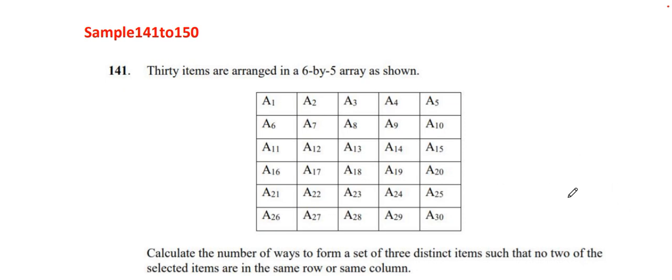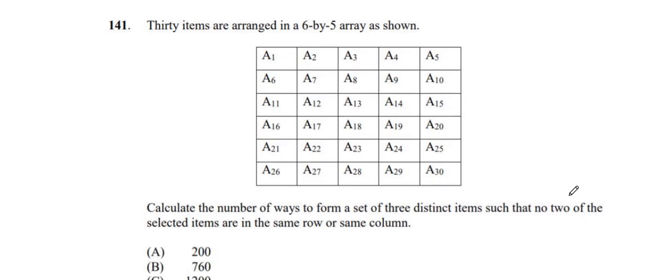Okay. So this problem is to calculate the number of ways. This is just a counting problem, right? Number of ways such that from a set of distinct items, we just pick 3. The condition is no 2 of them are in the same row or same column. So how many ways?